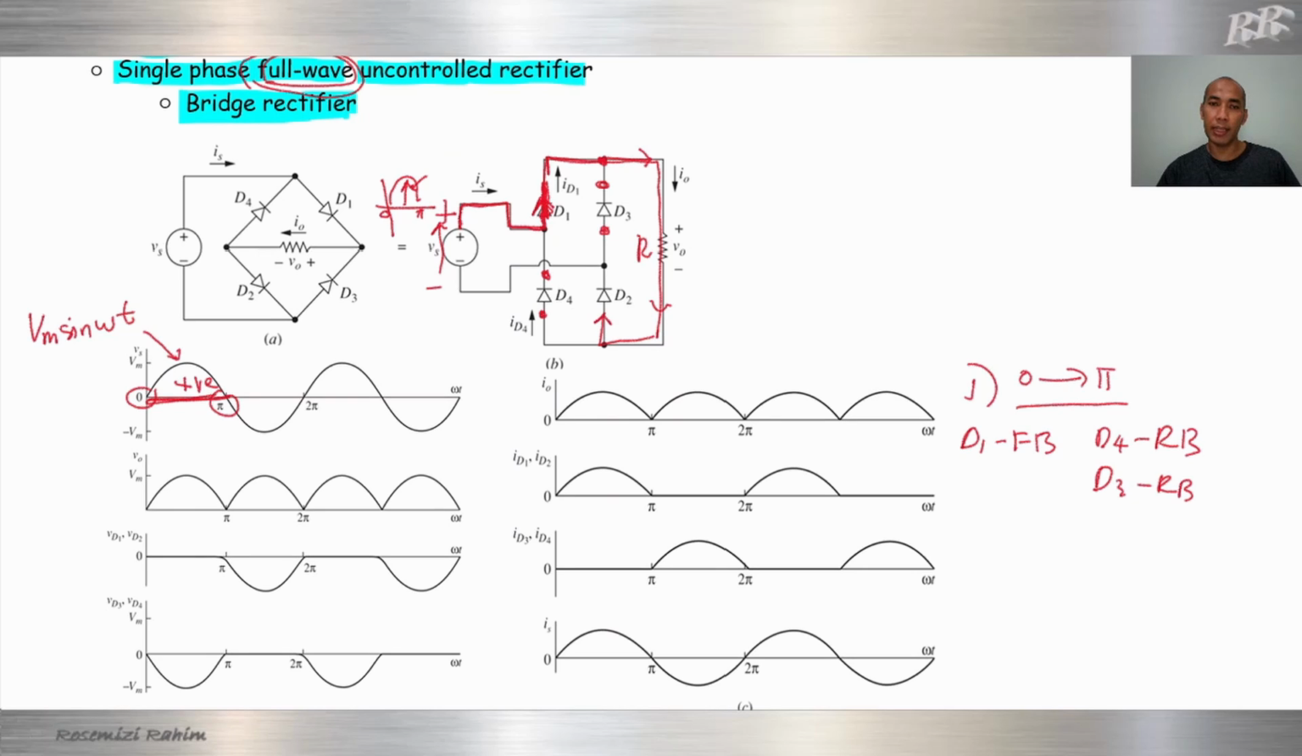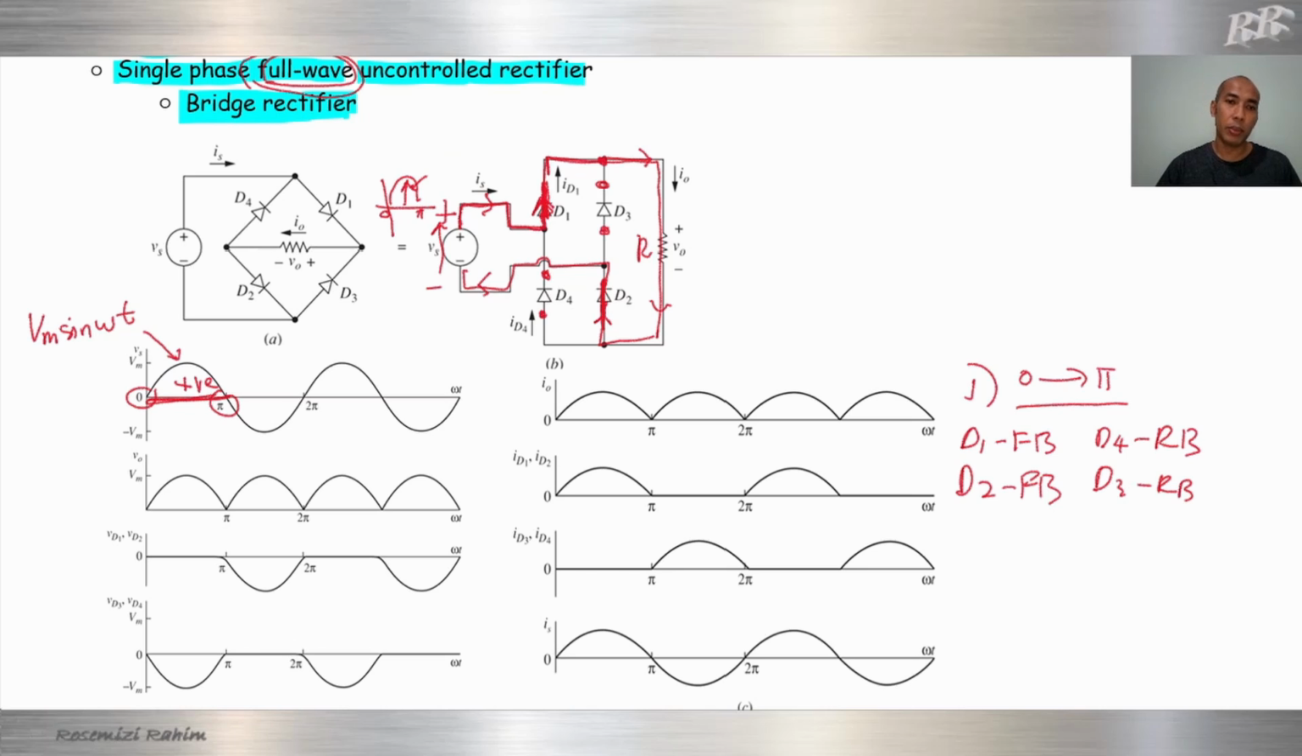D2 will be forward biased, same arrow, so it's a short circuit here. The current will go until this point and go back to the source, completing one cycle. D2 forward biased. That is the flow of current.